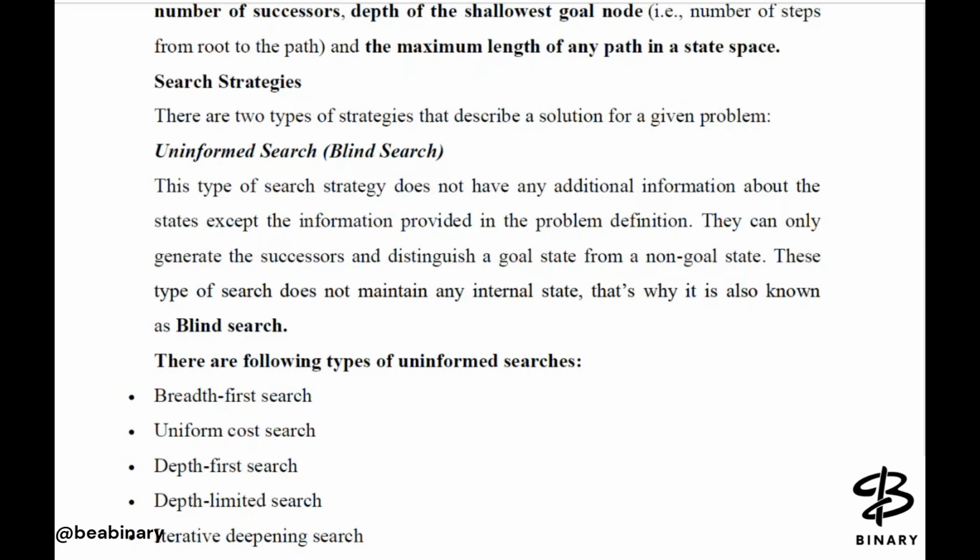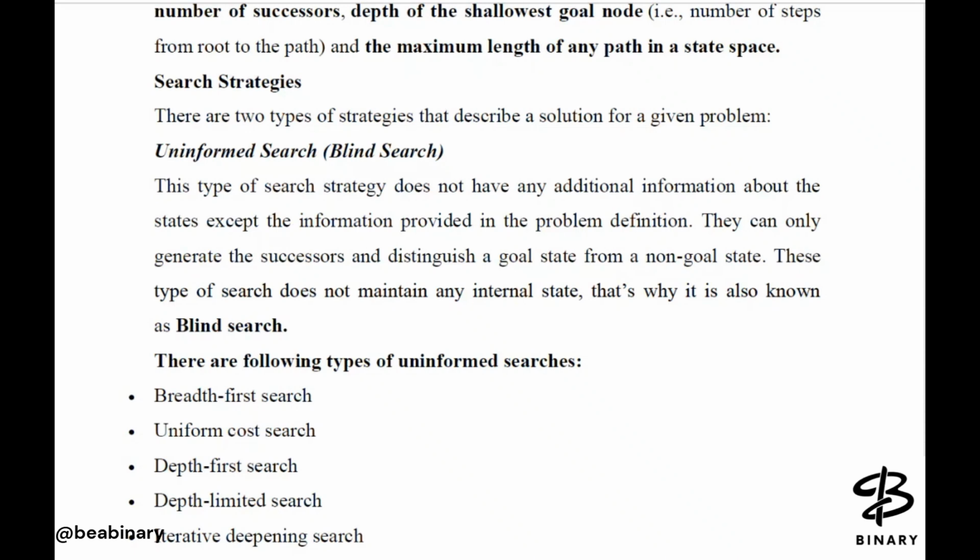They can only generate the successors and distinguish a goal state from a non-goal state. We will do some movement, we will slide the tile in the 8 puzzle problem one by one, and after sliding the tile to left, right, top and bottom, we will check for the goal state, whether the goal state has been met or not. So this type of search does not maintain any internal state. That's why it is also known as a blind search.